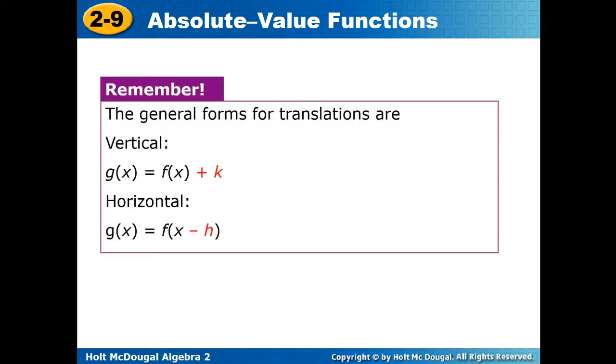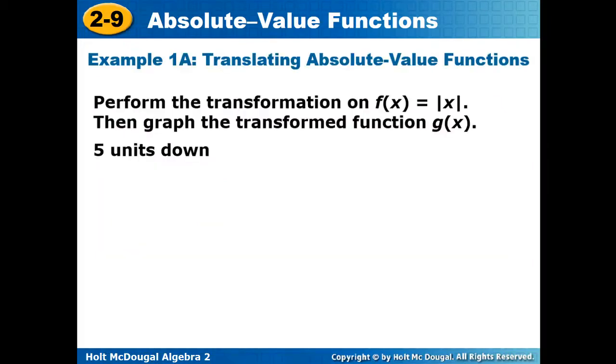Just a few things to remember when we're doing translations. If we're doing a vertical translation, we're dealing with the y. Remember, f of x is the same as y, and then we're just going to add a k to it, whether 2, 3, whatever. And if we're doing horizontal, it's going to take our x inside parentheses and then subtract our h, or whatever number you choose. So let's get started and we'll see how this works.